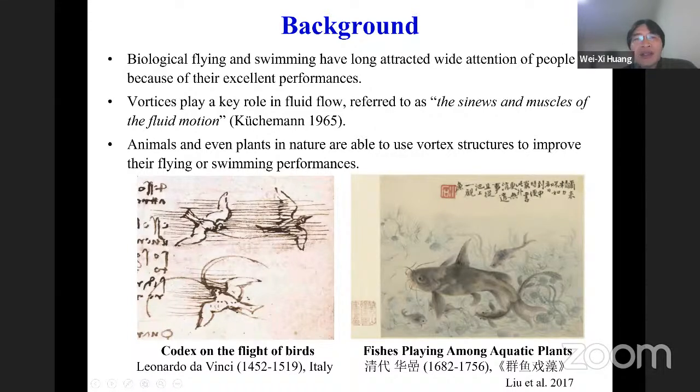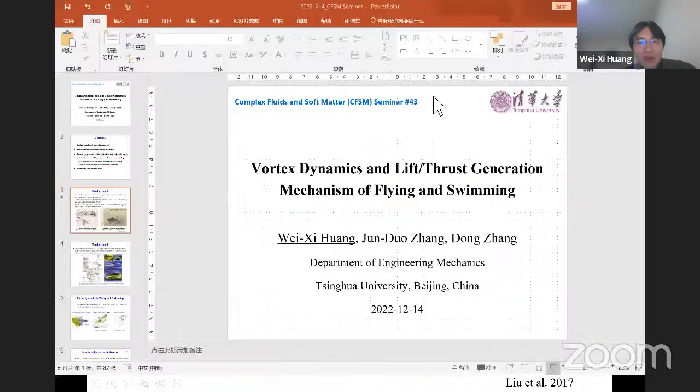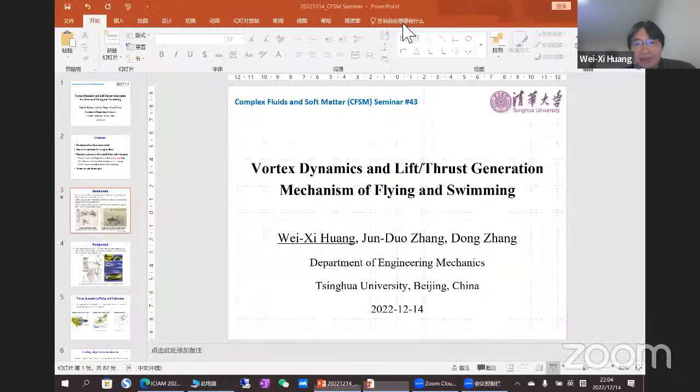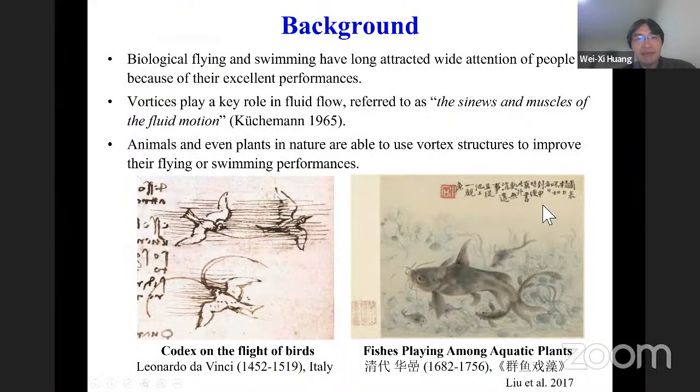Okay, most of us are very familiar with the various kinds of biological flying and swimming in nature. Oh, sorry, wait a moment. Okay. They have excellent performances, and people have paid attention to such phenomena for a long time.